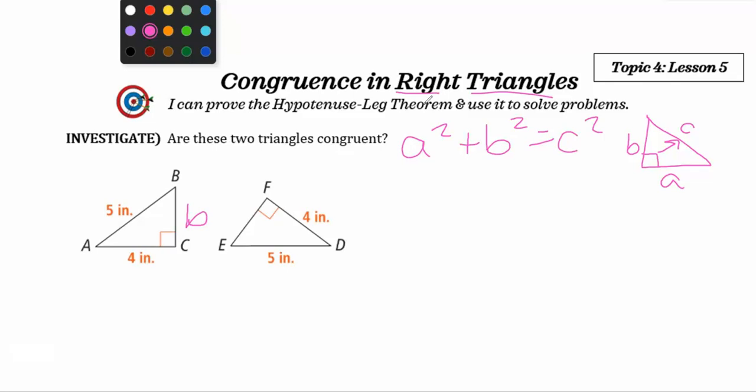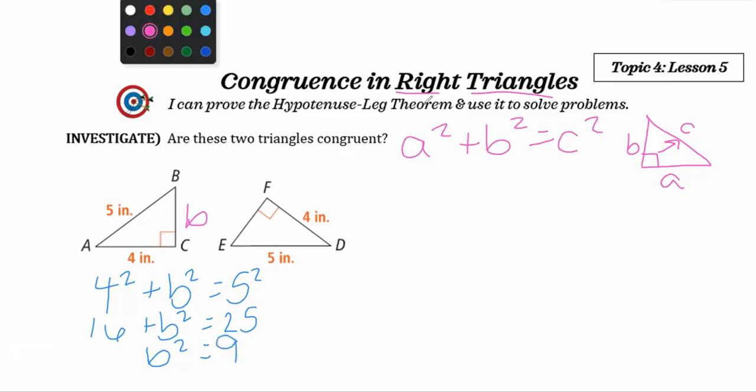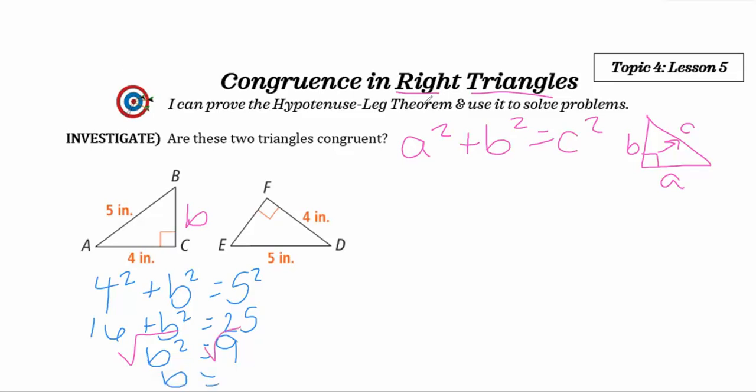But I could fill in this side B over here. I could find that missing side. I'm going to use the Pythagorean theorem to figure out what that missing side is, because the Pythagorean theorem helps me do that. So that's 16 plus b squared equals 25. I'm going to subtract the 16, and that would be b squared equals 9. Then when I square root, because that's my last step, b equals 3. The square root of 9 is 3. So, okay, cool, this side is 3.